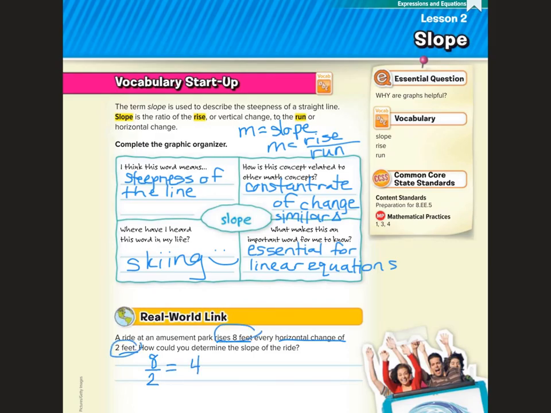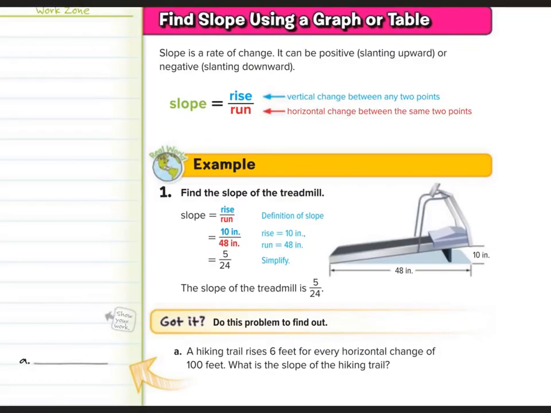So when I'm determining the slope of a ride, I'm looking at the rise over the run, and I'm looking at that ratio of change. So let's find slope using a graph or table. Slope is a rate of change. It can be positive, slanting upward, or negative, slanting downward.